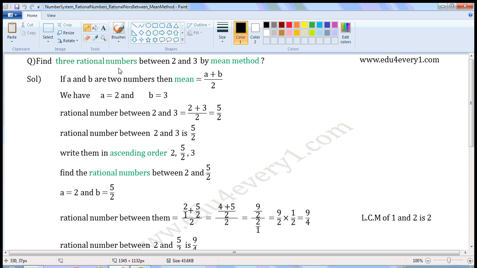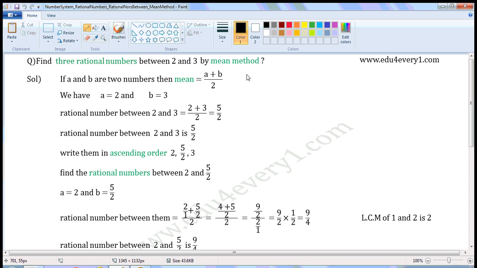Find three rational numbers between 2 and 3 by the mean method. If a and b are two numbers, then the mean is equal to (a plus b) by 2. We are asked to find three rational numbers between 2 and 3.